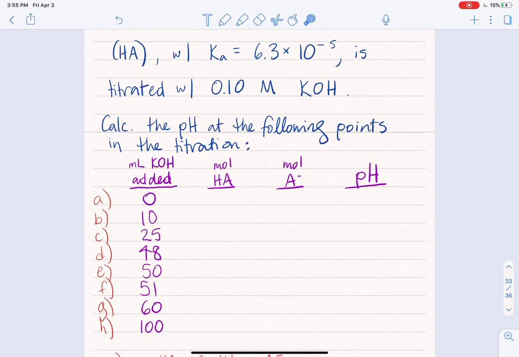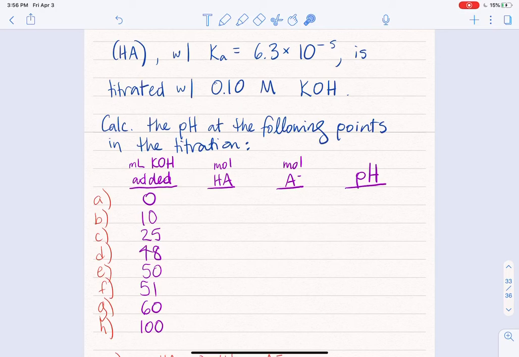When I do the titration of a weak acid or a weak base, these are the things that I like to keep track of in my table. It's a little bit different from how we set up the strong acid, strong base titration. Here, instead of keeping track of the number of moles of protons, I'm keeping track of the number of moles of benzoic acid and the number of moles of its conjugate base, which is benzoate. The pH, of course, is the thing that we want to calculate at these various points in the titration. So I've labeled these various points with letters, and I want to go ahead and carry out the calculation for each of them in turn.